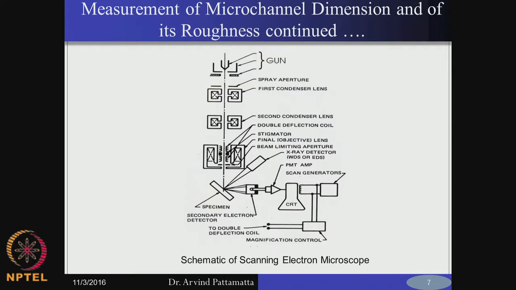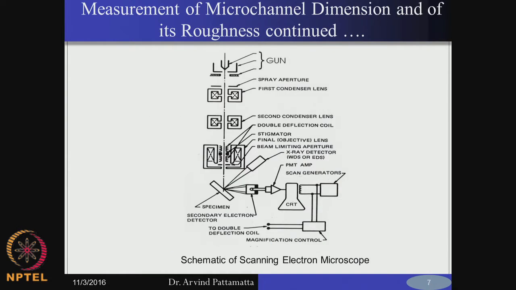Just to show a schematic of how the scanning electron microscope looks. Okay. There is a separate theory for this, and the setup is not very large, but it is reasonably large. You need to have a dedicated facility for that, a room for that, and you have to maintain the ambient conditions at a constant temperature and humidity. So, you have to invest a certain amount of money in maintaining this kind of microscope.